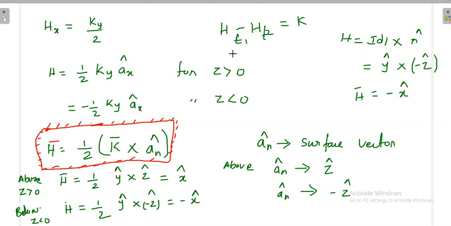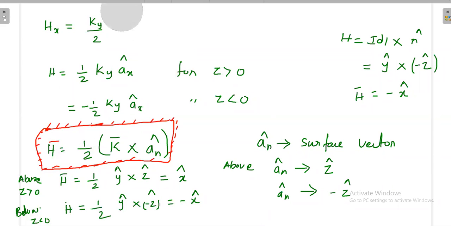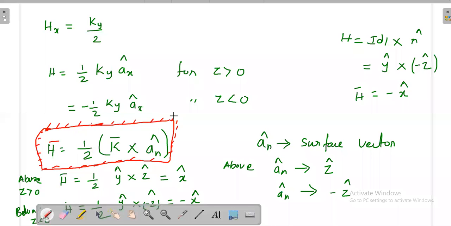But that magnetic field component is a tangential component. It is tangential to the surface. Okay, so some hint to remember: your magnetic field will be in a tangential direction, and it is perpendicular to the current, that is okay, but it is tangential to the surface that you had. Finally you have to remember this formula.